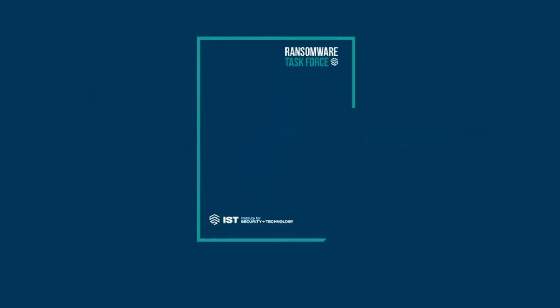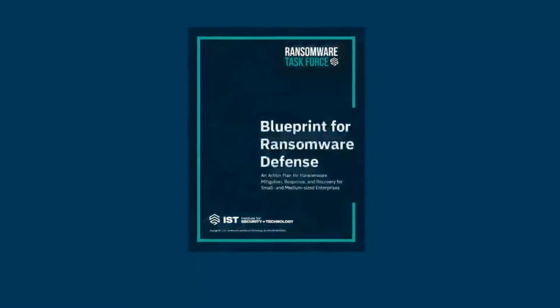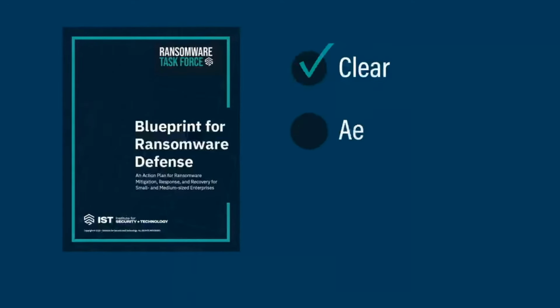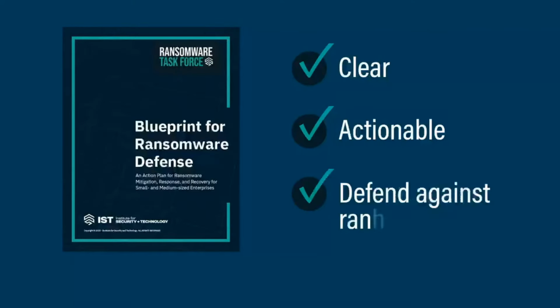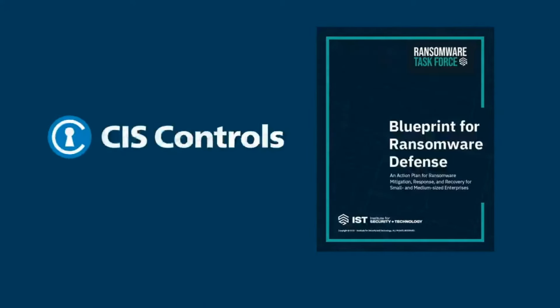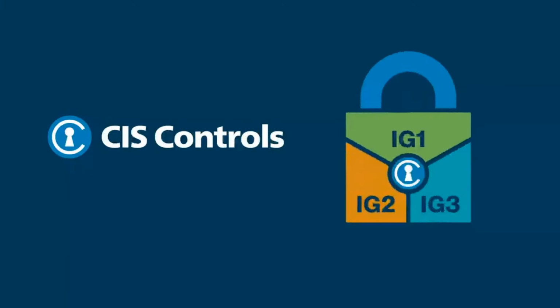One of the many outcomes of this is the Blueprint for Ransomware Defense. It's a clear, actionable framework through which SMEs can defend against ransomware. The heart of the blueprint consists of a subset of safeguards found in version 8 of the CIS Critical Security Controls. The group of safeguards is referred to as Implementation Group 1 and represents a minimum standard of information security for all enterprises. This is referred to as essential cyber hygiene.